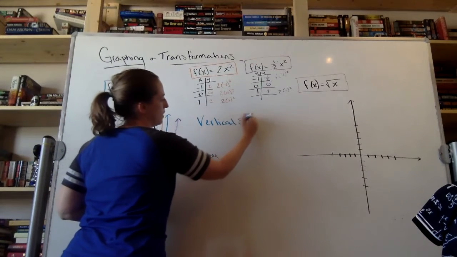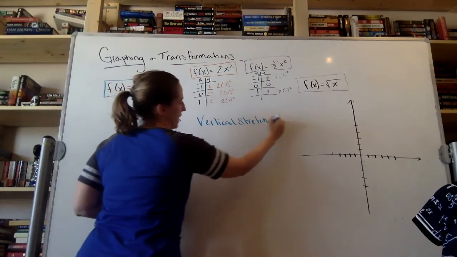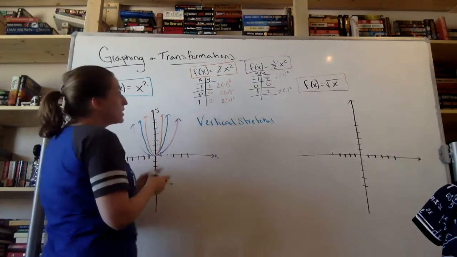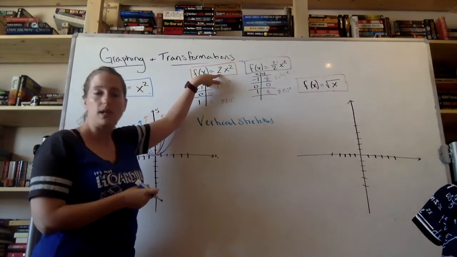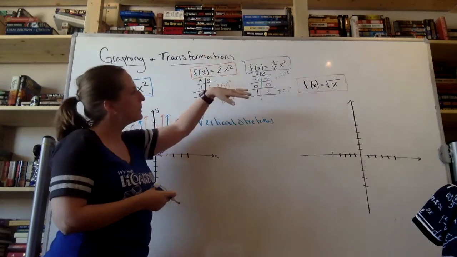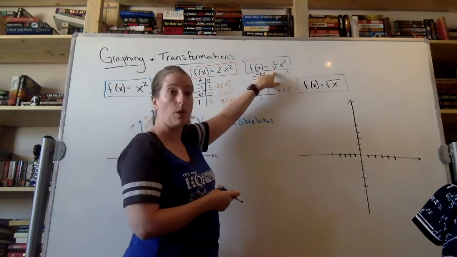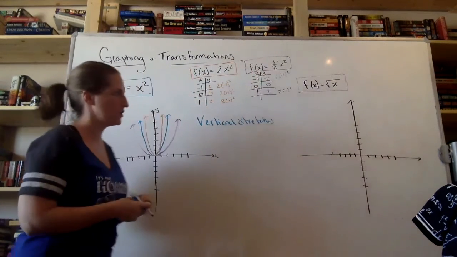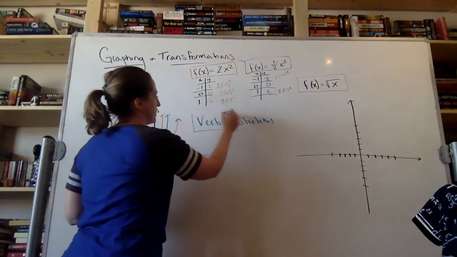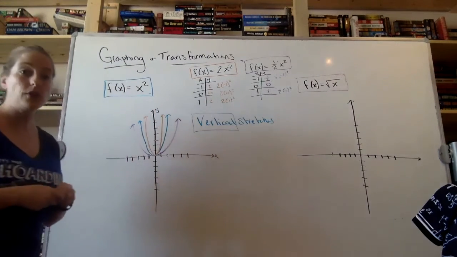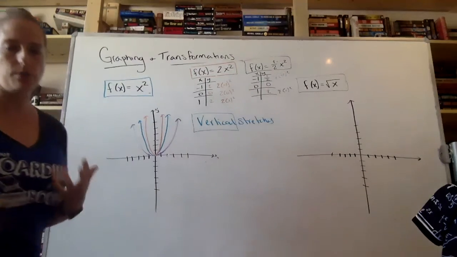Okay, so vertical stretches or stretches and compressions. Multiplying by something bigger than 1, so something like 2, is going to give us a vertical stretch. Multiplying by something smaller than 1, like 1/2, is going to give us a compression. Okay? Now, if we can vertically stretch and compress our functions, guess what? We can also horizontally stretch and compress our functions.